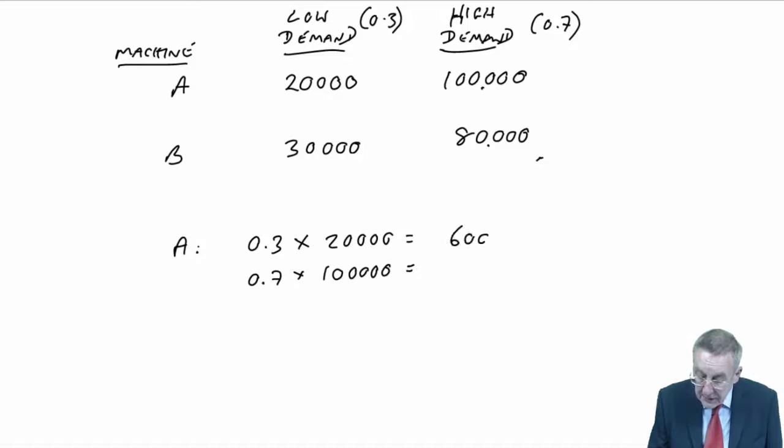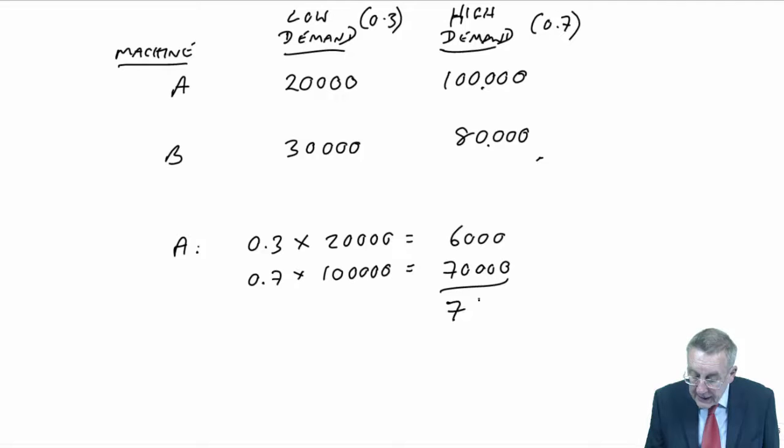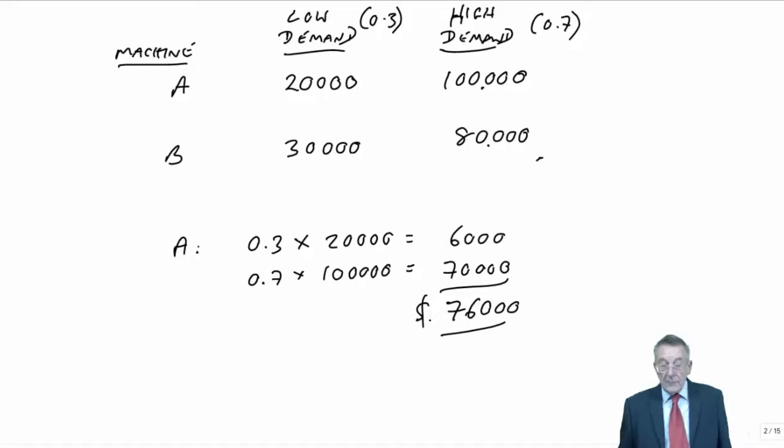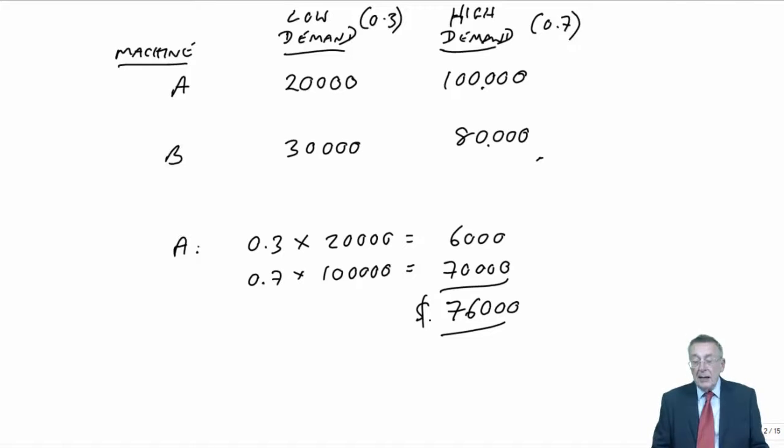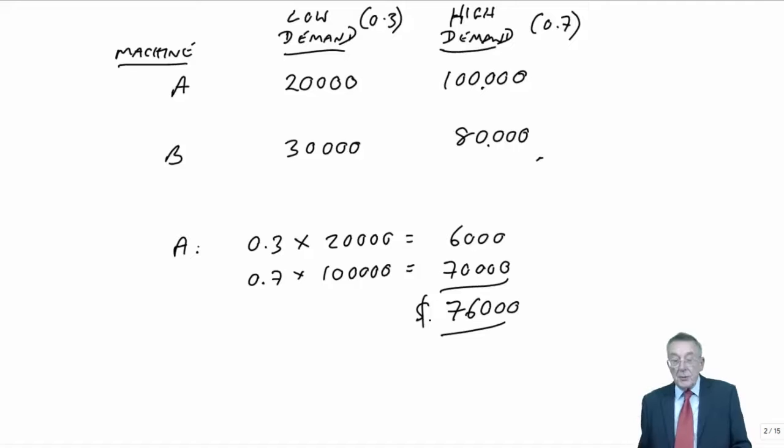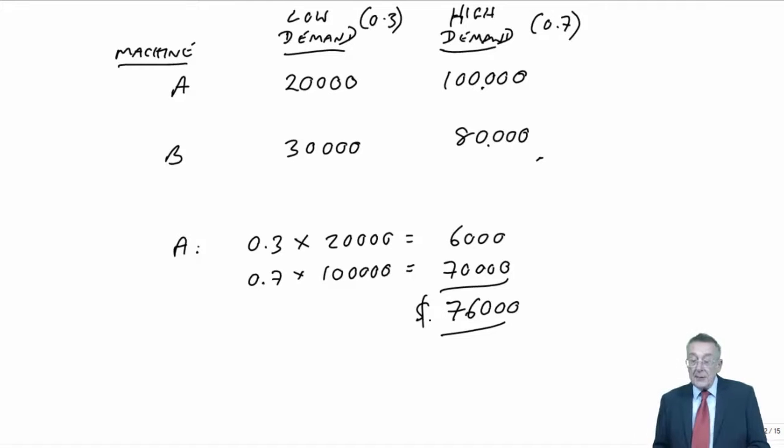0.3 times that is 6,000. 0.7 times that is 70,000. And it's an average of 76,000. I was saying effectively, if we did it 10 times, 3 times we'd get 20, 7 times we'd get 100. Well, it would average out at 76,000 each time.